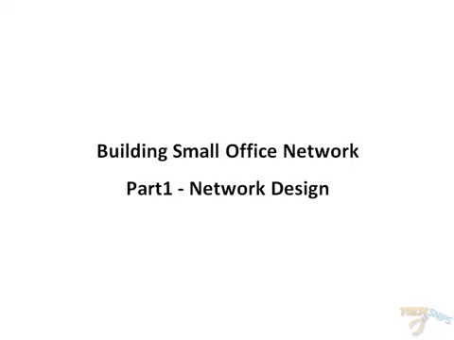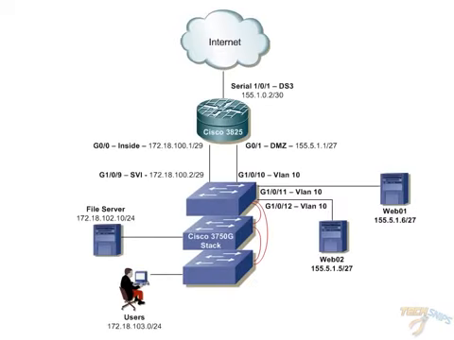You are watching Building a Small Office Network Part 1, where we focus on the network design. In this video, we're going to put together a small company network using a Cisco 3825 router with the advanced IOS feature set and a stack of 3750G switches. Let's take a look at our network diagram. In this video, we are actually going to talk about how to design this particular network.